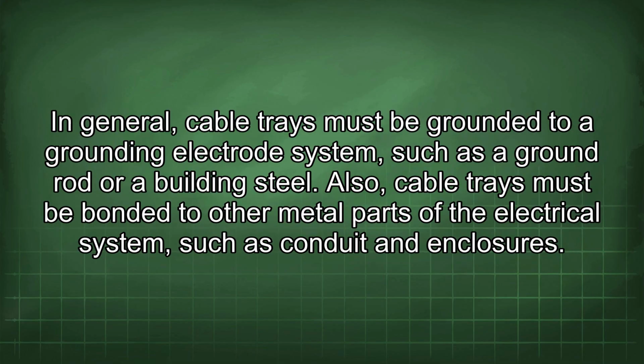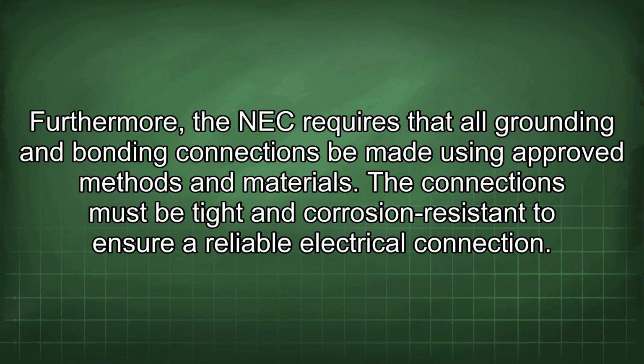In general, cable trays must be grounded to a grounding electrode system such as a ground rod or building steel. Also, cable trays must be bonded to other metal parts of the electrical system such as conduit and enclosures. Furthermore, the NEC requires that all grounding and bonding connections be made using approved methods and materials. The connections must be tight and corrosion resistant to ensure a reliable electrical connection.